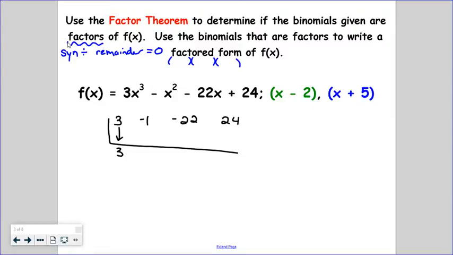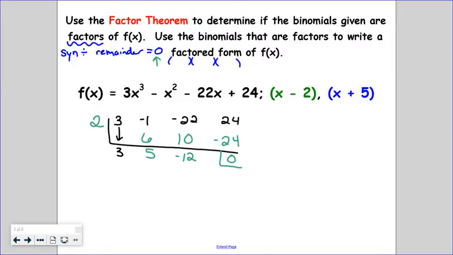And again, if that's my factor, x minus 2, what do I write out here? 2, right? From the factor, we go to the 0. The 0 is what goes outside of our synthetic division. Go through my synthetic division. 2 times 3 is 6, minus 1 is 5. 2 times 5 is 10. Negative 22 plus 10 would be negative 12. 2 times negative 12 is negative 24. And we get a remainder of 0. And that's the number we need to look at. The remainder. The remainder tells us everything. If the remainder is 0, that is a factor of my polynomial.